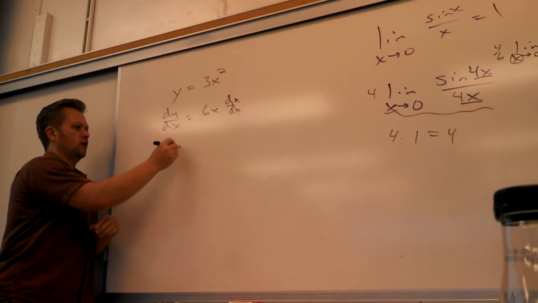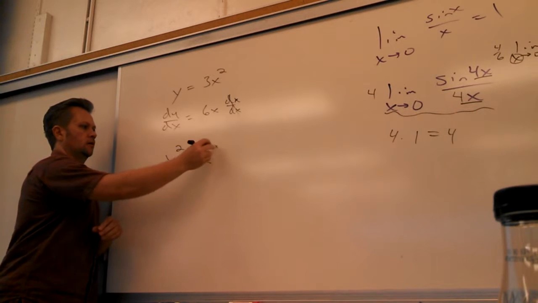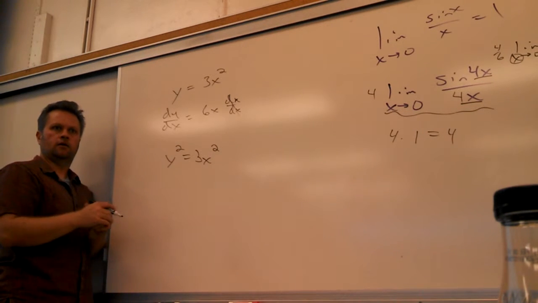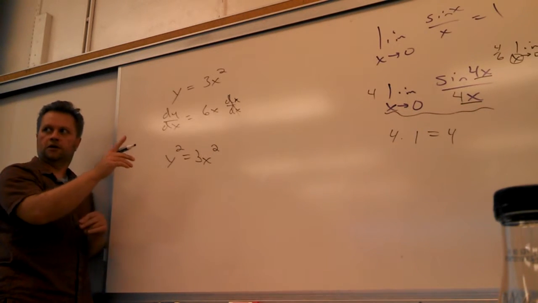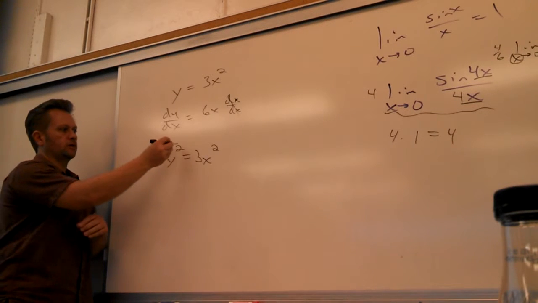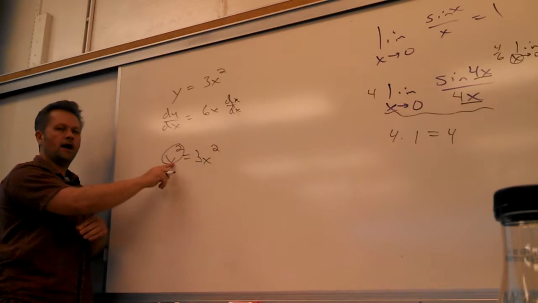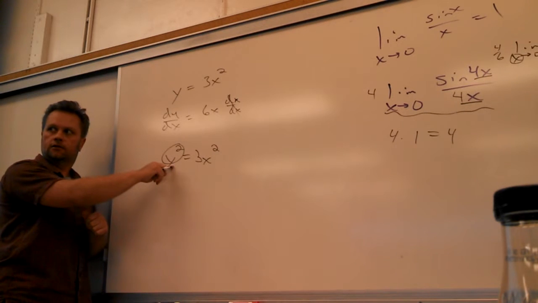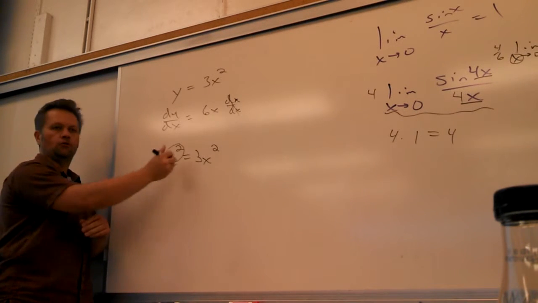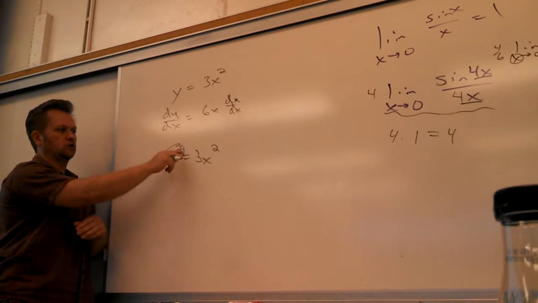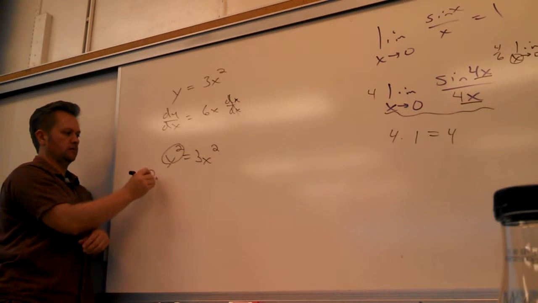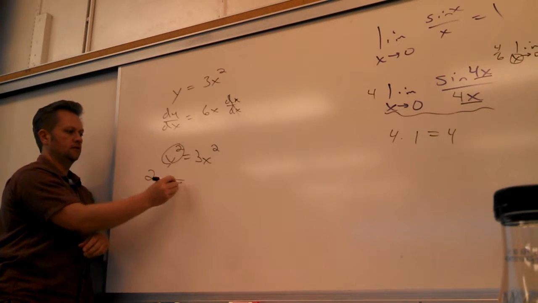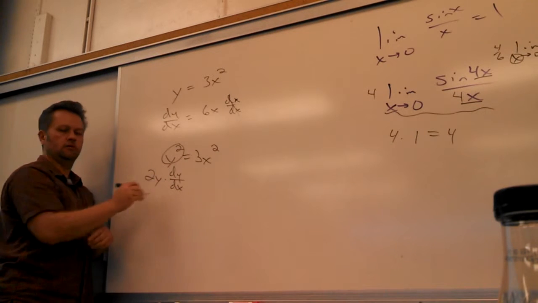So what I'm saying is this now. What if I had y squared equals 3x squared? You get 2y dy/dx = 6x. All right, let's slow down. If I want to take the derivative of y squared, y is a function of x, isn't it? So this is chain rule. What's the derivative of something squared? 2 times that thing times the derivative of the inside.